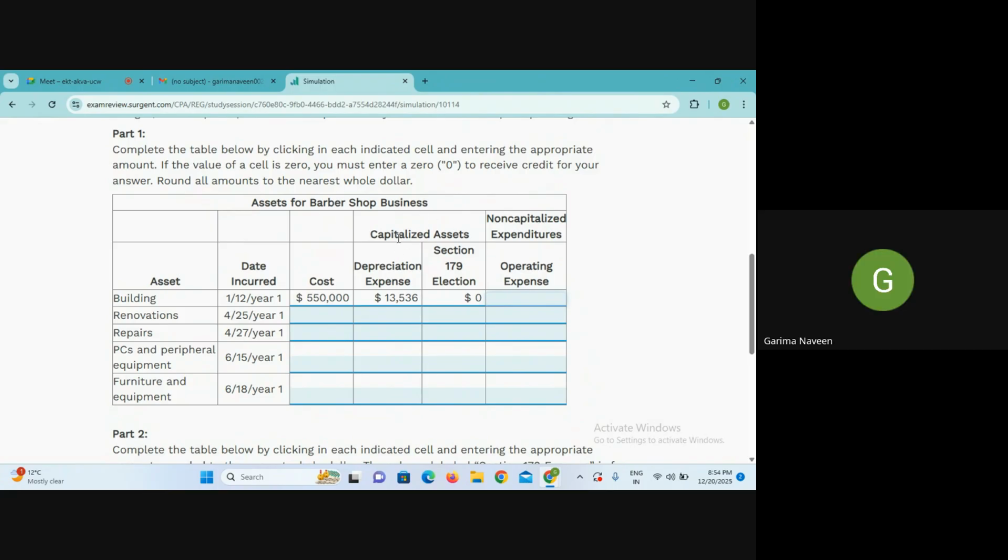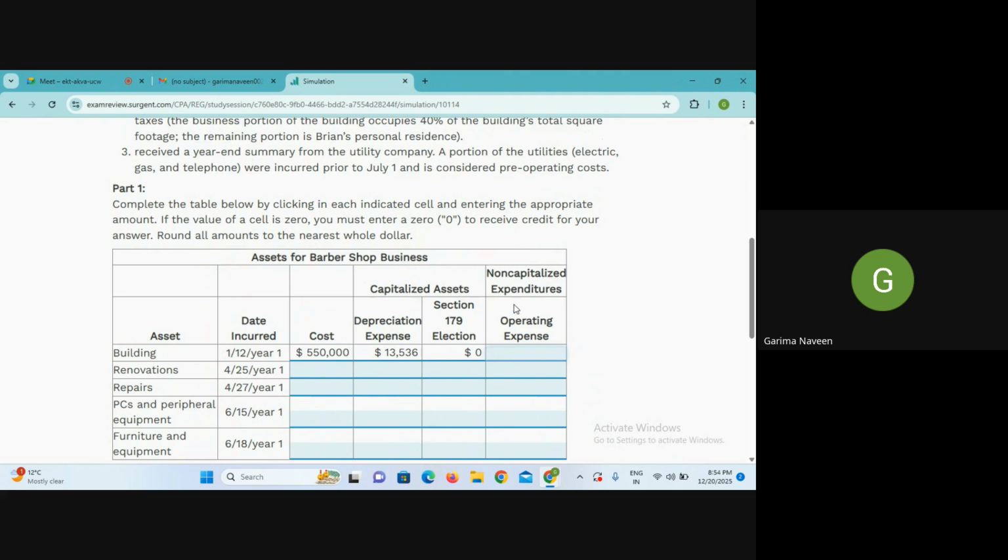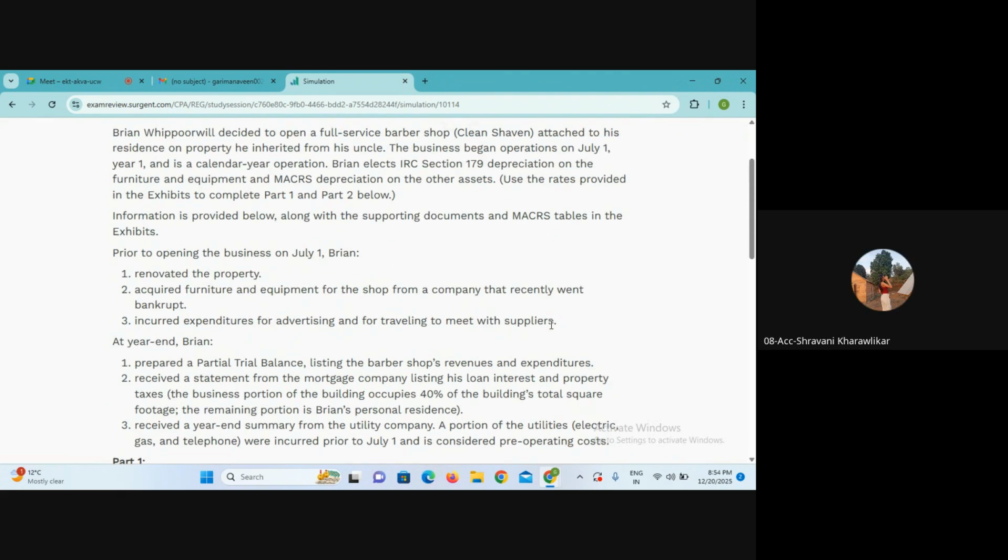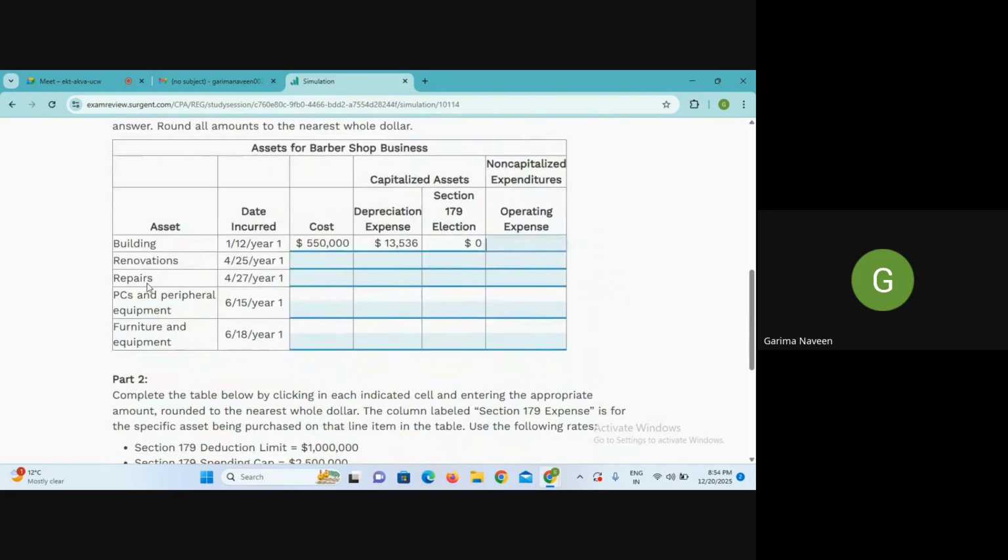So next, non-capitalized expenditure, operating expenses, any. So what should be the operating expense here? Can you show me the question? Okay, so this is the question. So basically for January year one, what should be the operating expenses?